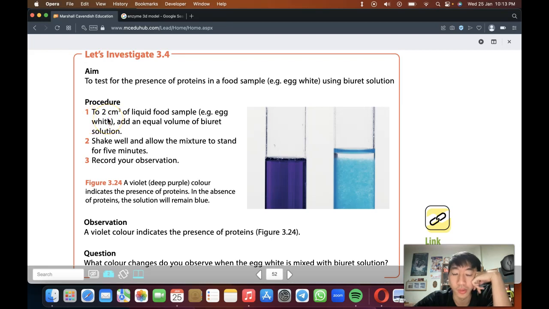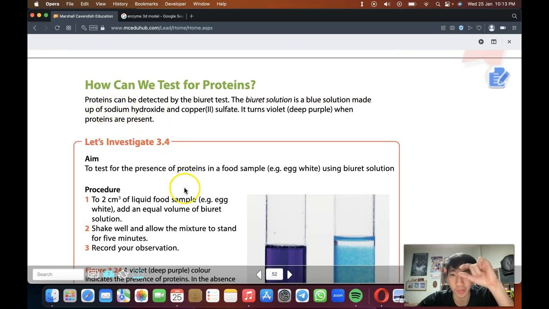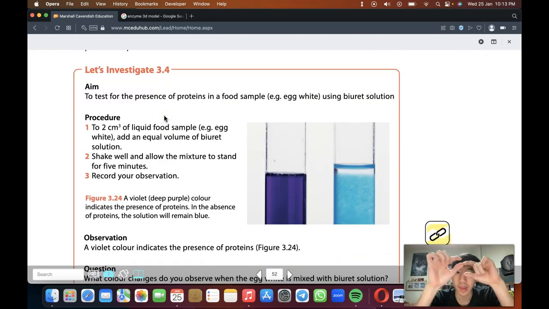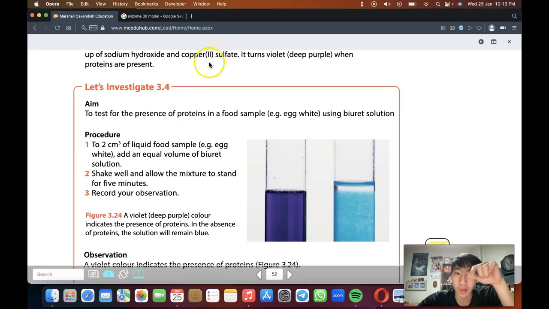So this is the shortcut version. We actually do the long method, but how will we do it? We will take 2 cm cube of the liquid food sample. Then we will add 2 cm cube of sodium hydroxide, as they say above here. We will mix it, shake it up. We will then add copper II sulfate, which is what gives the blue color, into the mixture.